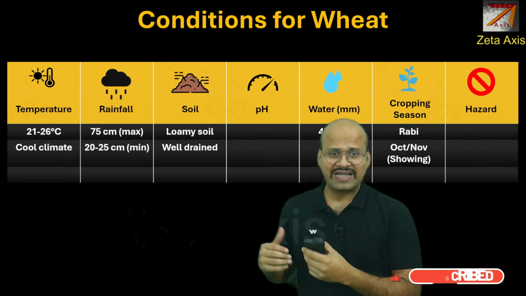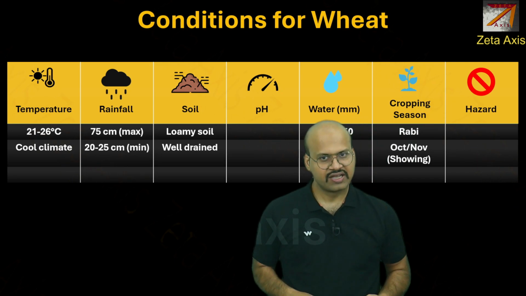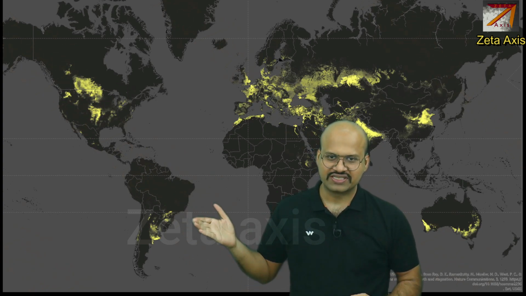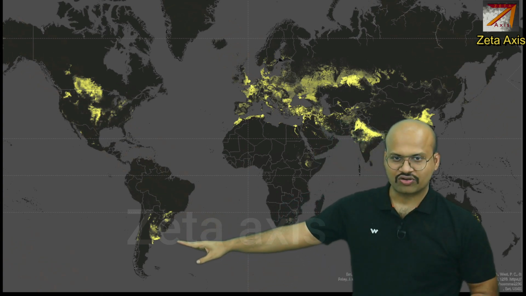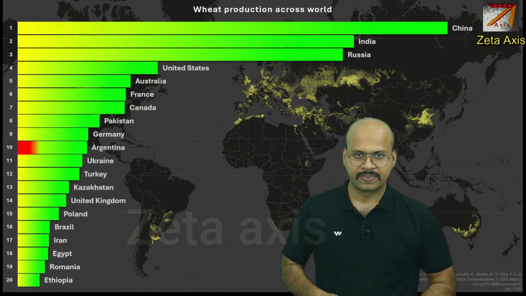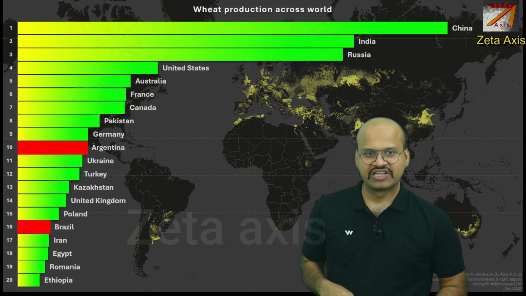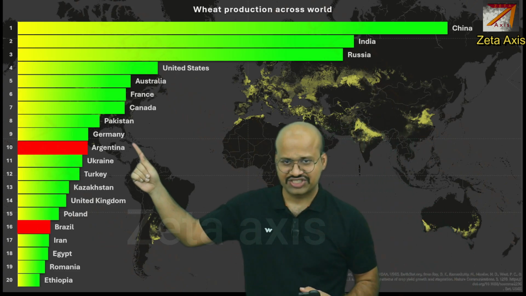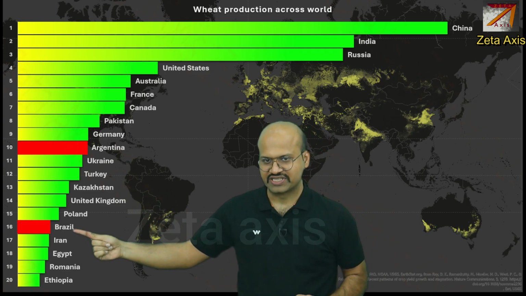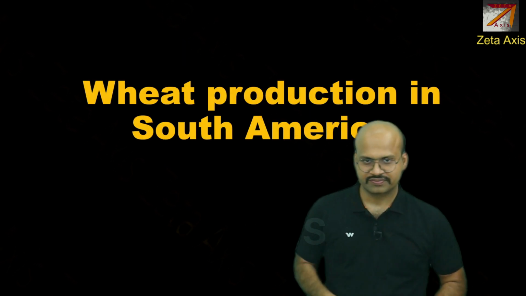Now let's start with wheat production, and we can see that wheat requires a slightly cooler atmosphere. Therefore, it is a temperate as well as subtropical crop. In this map, we can see that the production of wheat is mainly confined to the regions above the Tropic of Cancer and Tropic of Capricorn. In fact, here in South America, most of the wheat production is south of the Tropic of Capricorn. If we see the global standing of South American countries, we can see that Argentina is the largest producer, and it is at 10th position in the world, and then Brazil is at 16th position.